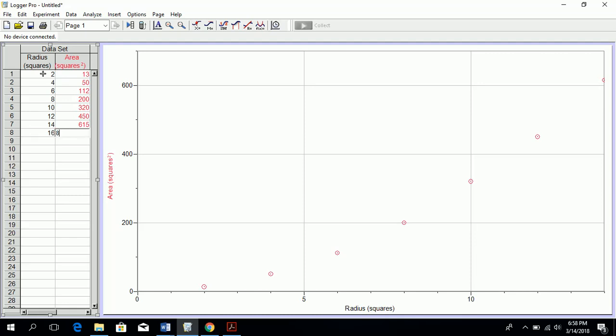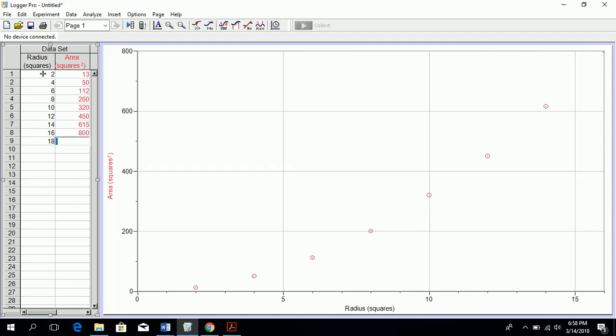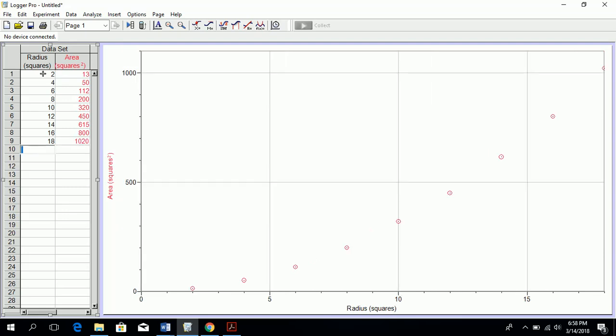16 had 800. 18 had 1020. I know I counted all these squares, and 20 squares across, and the radius had an area of 1255.